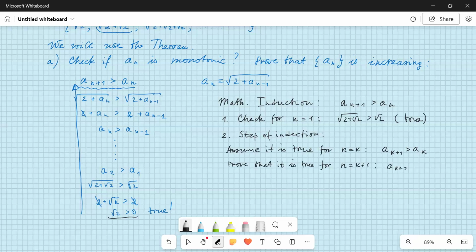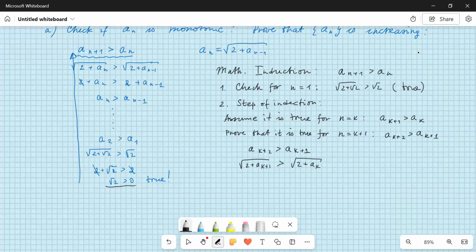a_{k+2} greater than a_{k+1}. Usually what we do, we write down what we need to prove and use somewhere what we already have as an assumption. So we write down a_{k+2} greater than a_{k+1}, and we are going to use the formula. The formula tells us to put 2 plus a_{k+1} here instead of this, and 2 plus a_k instead of this one, and then we square it. Then cancel the 2, and get a_{k+1} greater than a_k. Is it true?